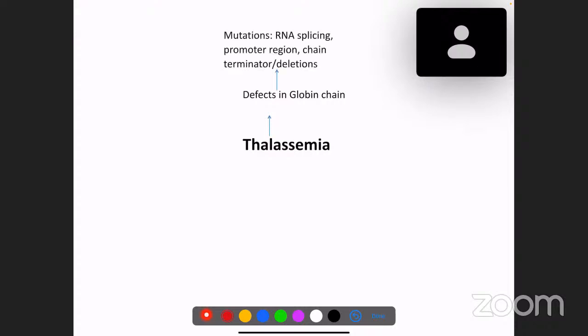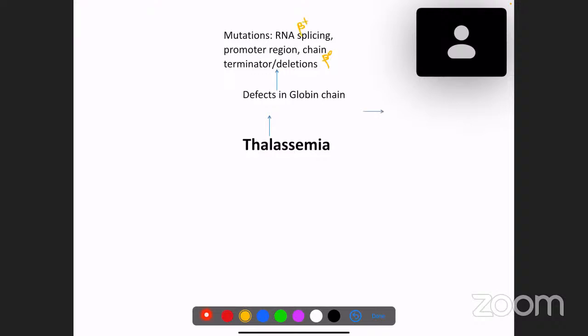So what happened, as I already said, the mutation can be because of RNA splicing, a problem in the promoter region, or a problem in the chain termination region. Again, to insist, chain termination is the most common reason for beta 0 thalassemia, and RNA splicing is the most common reason for beta plus thalassemia.